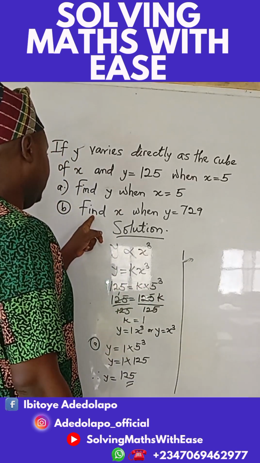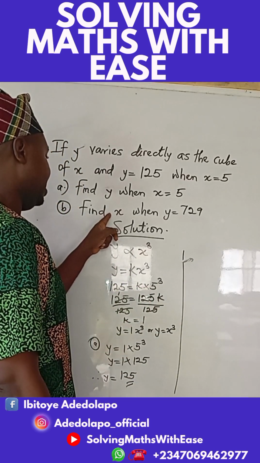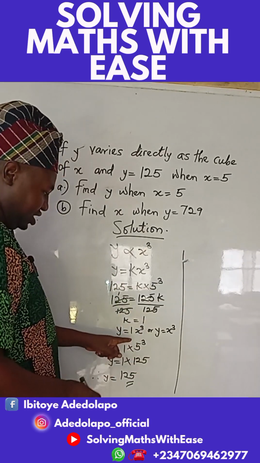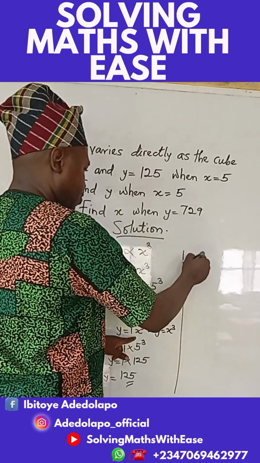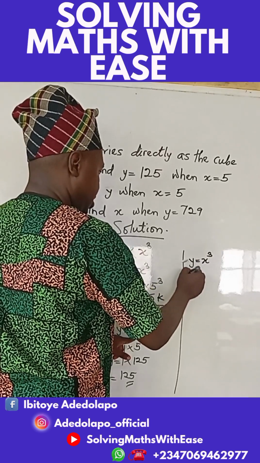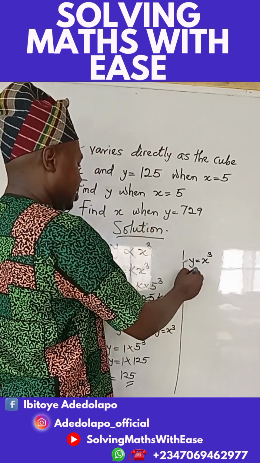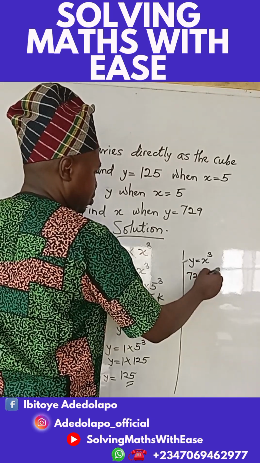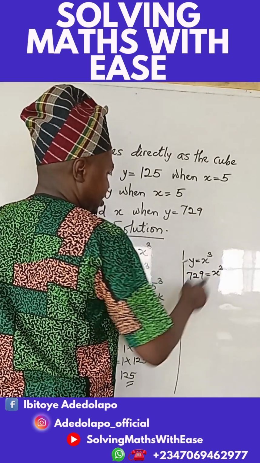Now, let's solve for x. Find x in the second question. Still using the same connecting formula, y equals x raised to power 3. In this second question, y is 729. So 729 equals x raised to power 3.